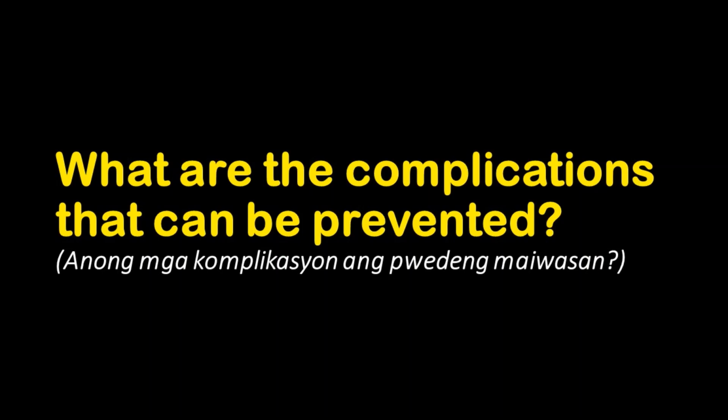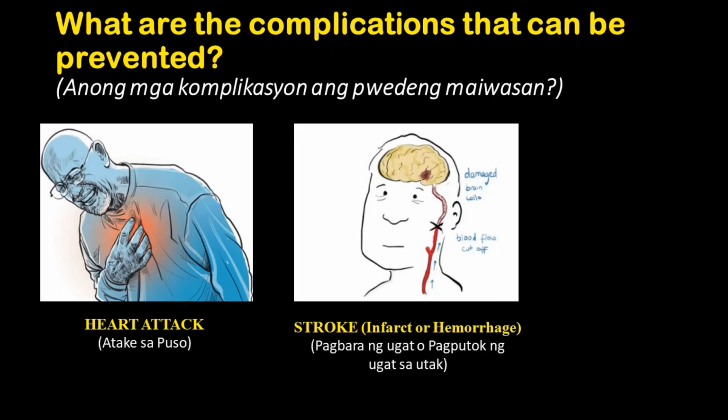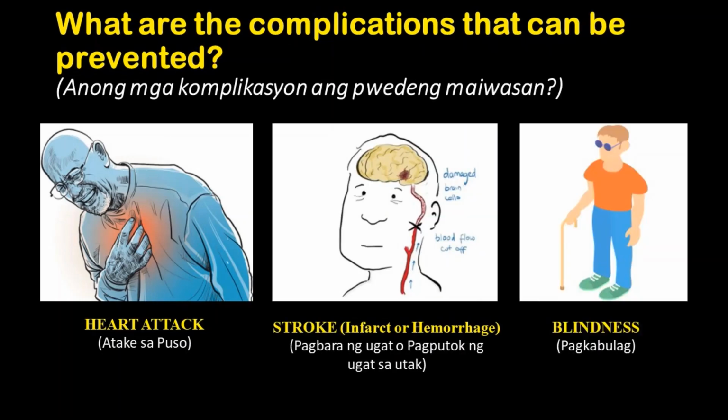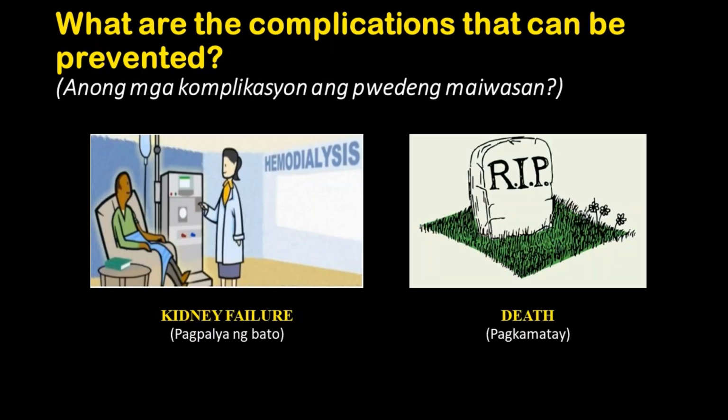There are several serious complications of hypertension that can be prevented once your blood pressure is controlled, and these include heart attack, stroke, which can be an infarct or hemorrhage, blindness, renal failure, and lastly, death.